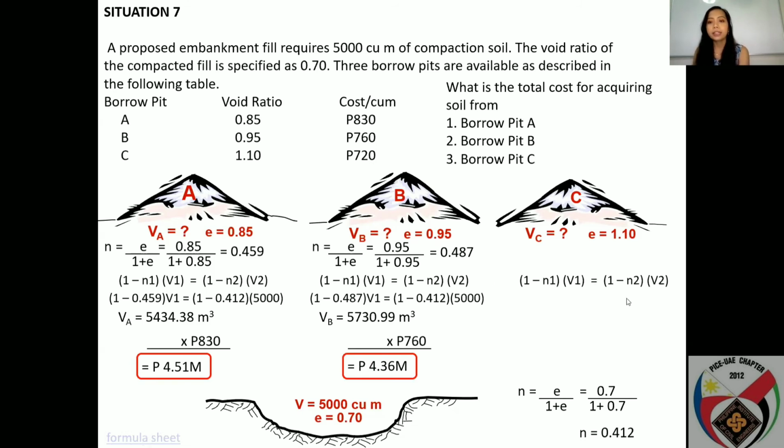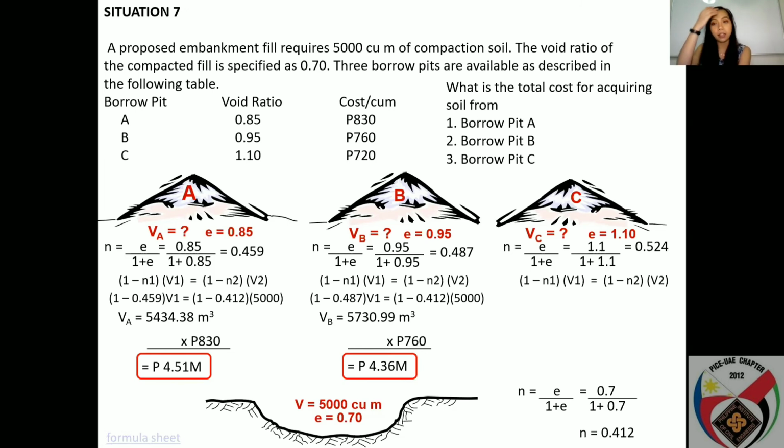Last borrow pit, konting tiis na lang. Same formula, 1 minus N1 times V1 is equal to 1 minus N2 times V2. Kunin ko ulit yung porosity ng borrow pit C. Given ko ay void ratio equal to 1.1. So it will be N1 is equal to E over 1 plus E. Plug in ko yung void ratio, 1.1 over 1 plus 1.1. Porosity for borrow pit C is equal to, napakabilis, nila Engineer Ray and Rafaelo and Engineer Kat. Thank you to my Vivo Kid students. N is equal to 0.524.